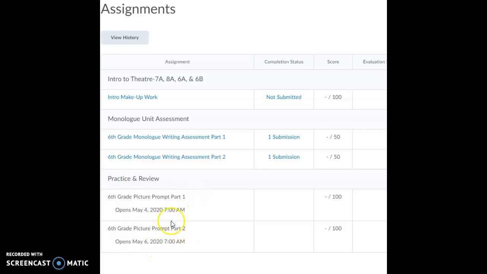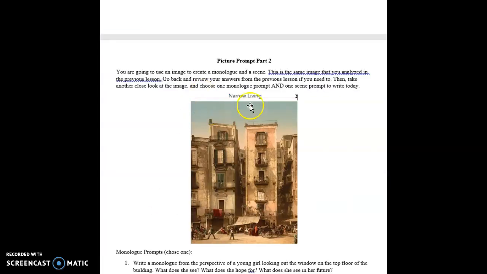If you completed Monday's lesson, this open thing will be gone, it'll be blue just like these. When you go back to your activities, you should see a button that says one submission if you completed it, or it'll say not submitted if you haven't. So if yours says not submitted, make sure that you click on it and complete the assignment. If you do have a submission, you can click on it and it'll show you your writing from the previous lesson. So hopefully that makes sense.